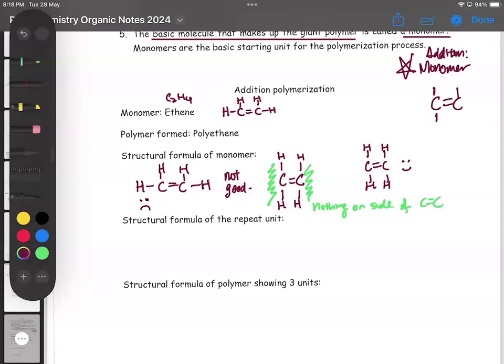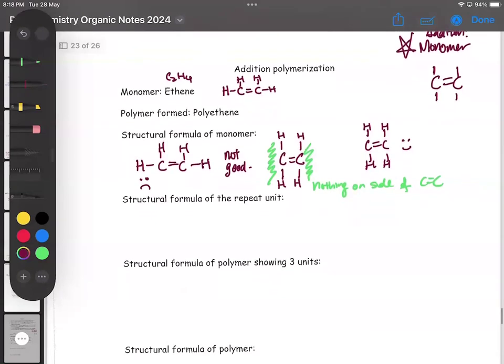You can put whatever you want on top. But it must be drawn like this, no other way. And what's the reason for doing this? Let me show you. The question may ask you to draw the structural formula of the polymer showing 3 units. Now, why only show 3 units, not 4, not 2? Because first of all, it is impossible to draw the entire polyethylene, because there may be 10,000, 100,000, or 200,000 ethene molecules joined together to form that large molecule. So to draw the entire molecule is impossible. So we can only draw a subset of it.